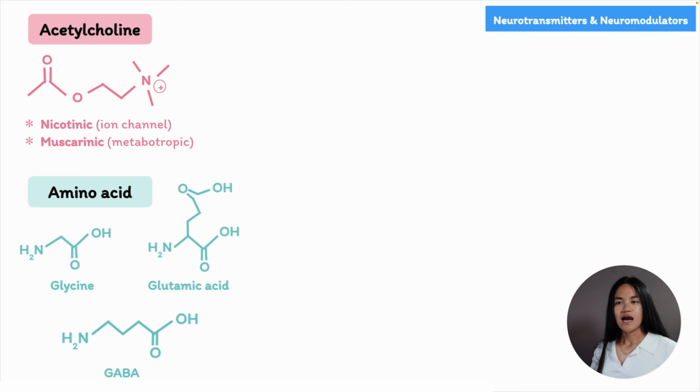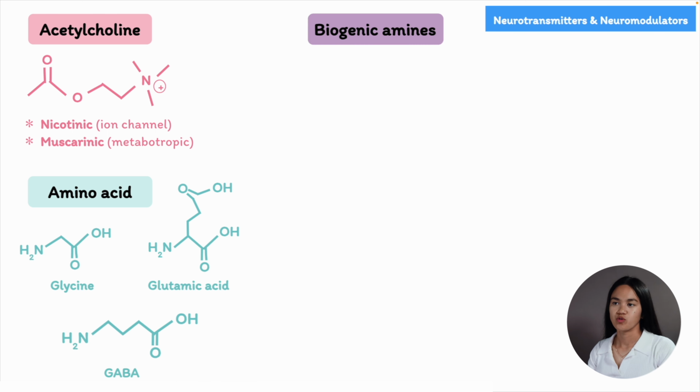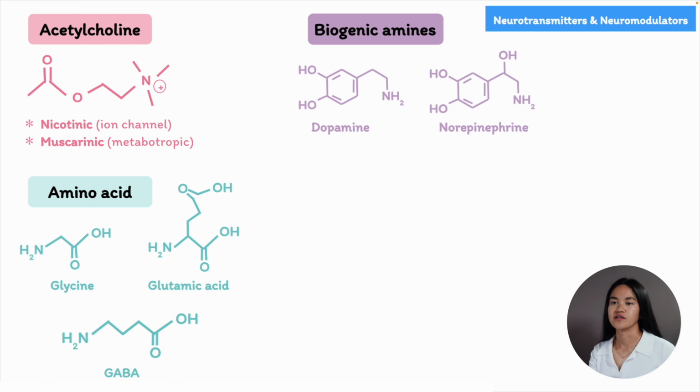Now, GABA is not one of the 20 amino acids that's used to build proteins, but it's still grouped with the amino acid neurotransmitters because it is a modified form of glutamate. The next class are biogenic amines, which are small charged molecules with an amino group that are synthesized from amino acids. Common ones are dopamine, norepinephrine, serotonin, and histamine.